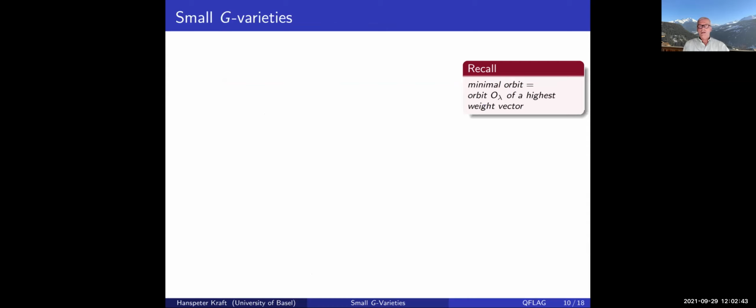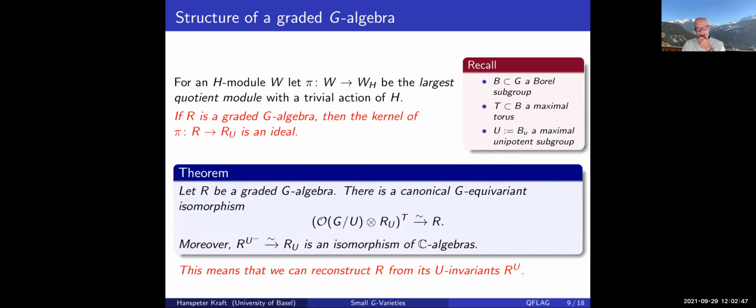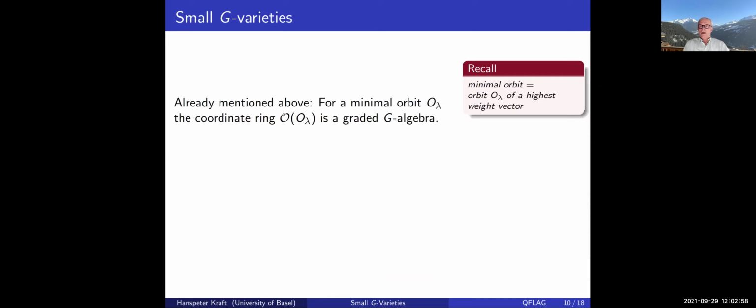So that's the algebraic property, the structure property of a graded algebra. Now we should apply it to the geometric setting. So recall again, a minimal orbit is an orbit of a highest weight vector. I already mentioned before that for a minimal orbit, the coordinate ring O lambda is a graded G-algebra.